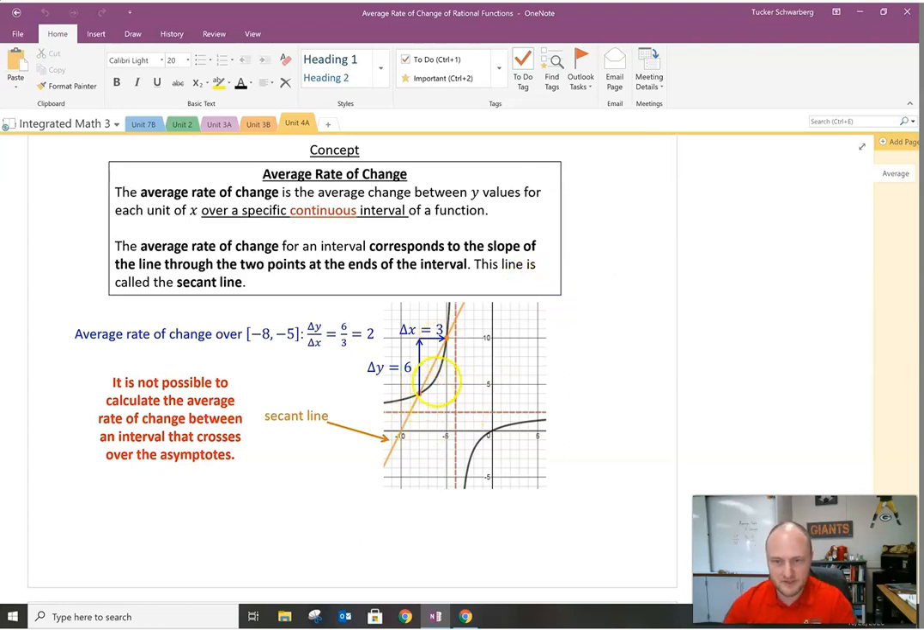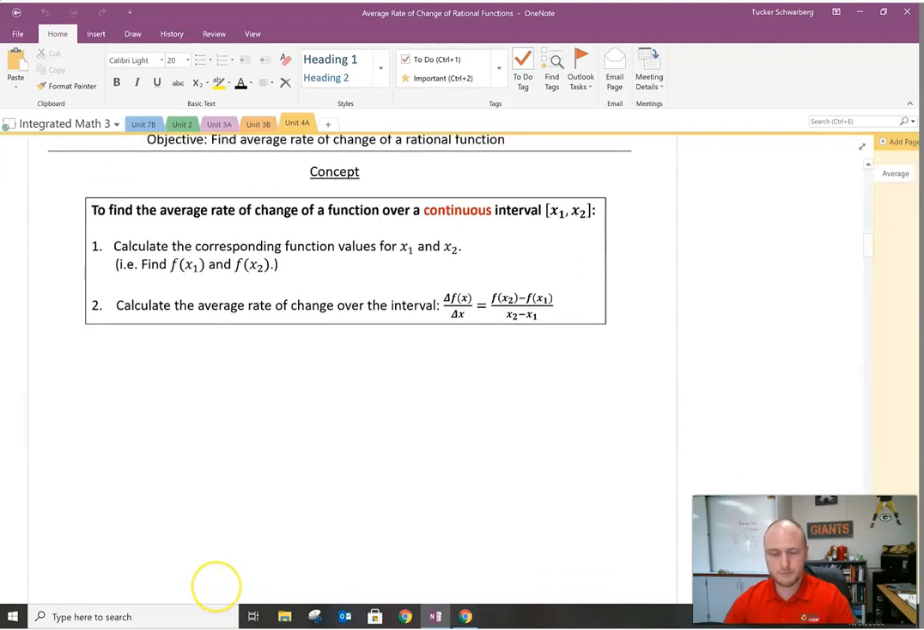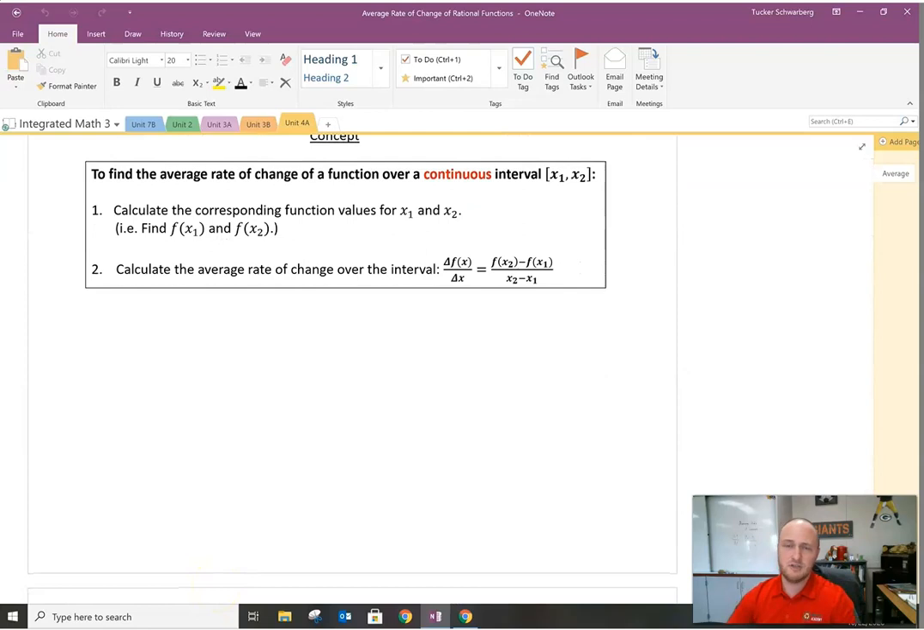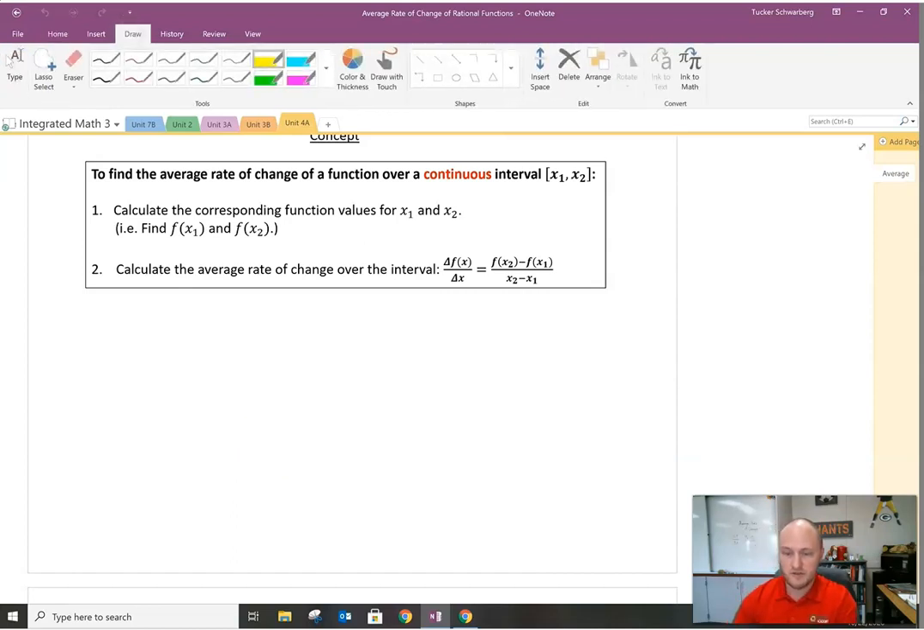Here are 2 points, and we're calculating the average rate of change, right? The rise over the run. Now, how do we find the average rate of change over the continuous interval x1, x2? Well, you first have to find the corresponding function values. You have to evaluate your function at x1 and at x2. Once you have your 2 points, you can do step 2, which is to calculate the average rate of change over the interval.